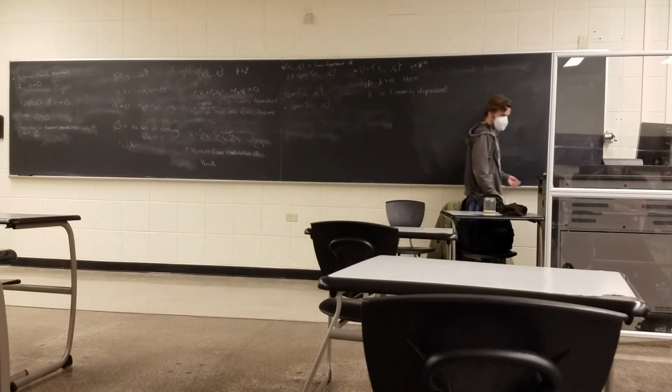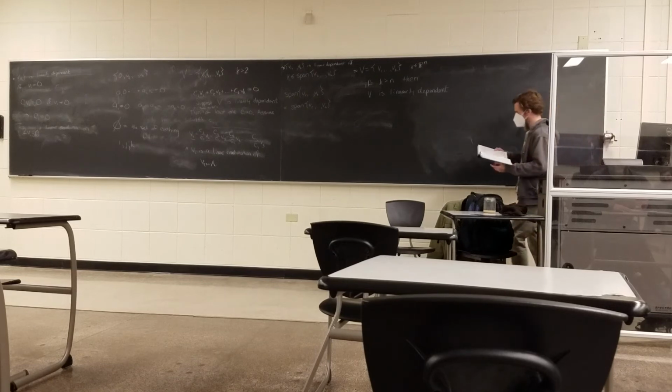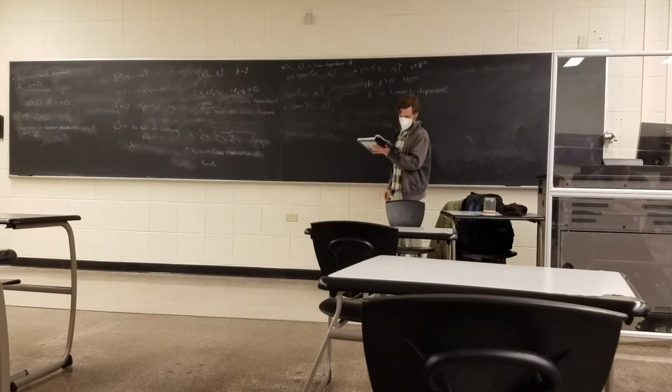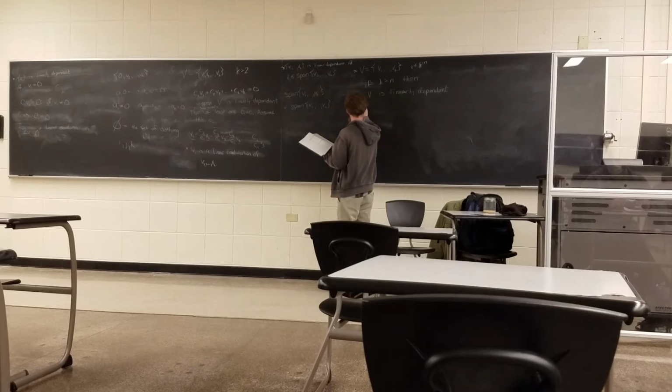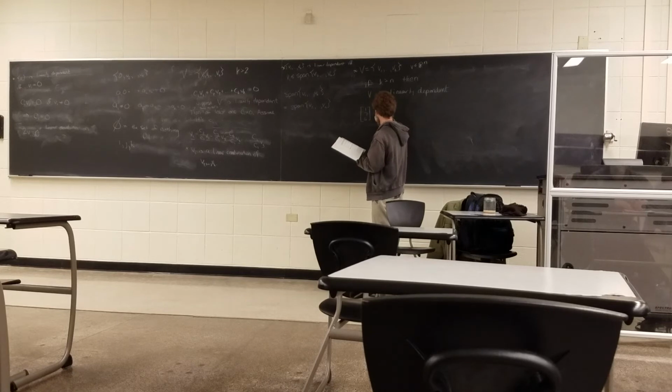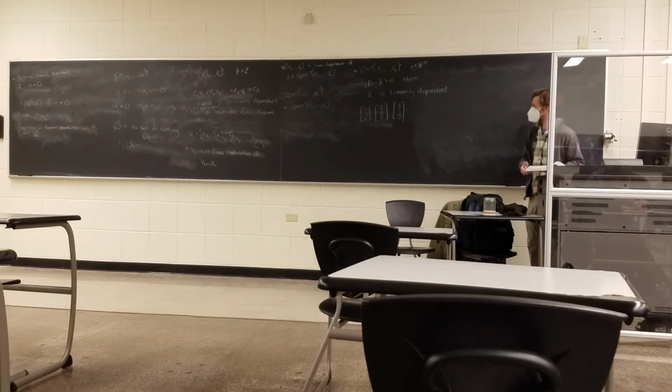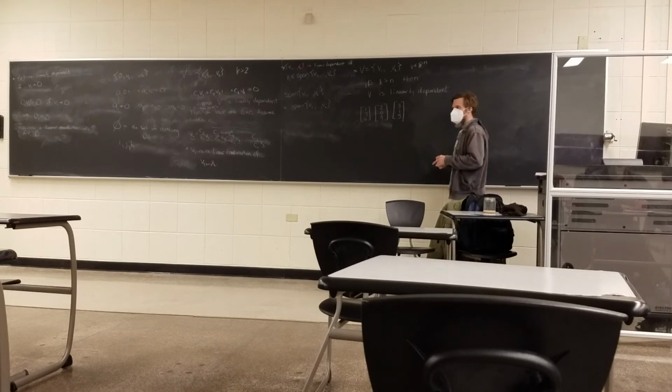Now an example. Let's do a concrete example. So our first vector is 176. This is not exactly what's in the book, but it's pretty close. 176, 209, 315. So these are 3 vectors, three-dimensional vectors. Are they linearly independent?